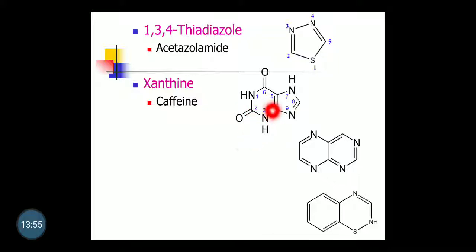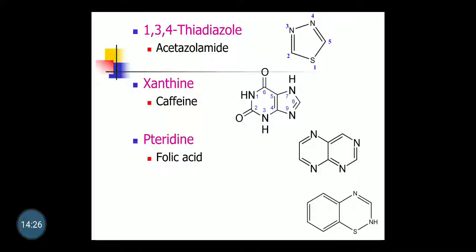As for the numbering, we first number the complete 6-membered ring, then we shift to the 5-membered ring. We start the numbering with this nitrogen: 1, 2, 3, 4, 5, 6. We count the common carbons and the numbering extends till 6. Then we shift to the 5-membered ring: 7, 8 and 9. In this way the numbering is done, and this is the fixed pattern of numbering for xanthine. Always the numbering is given in this way.